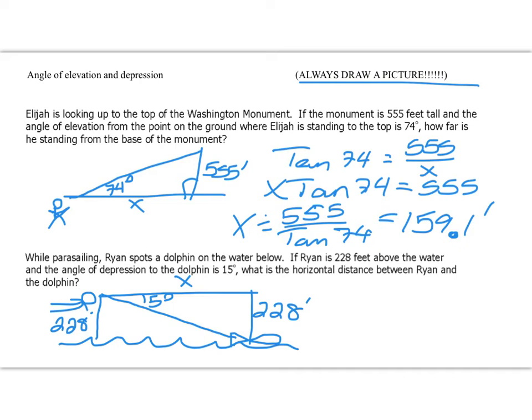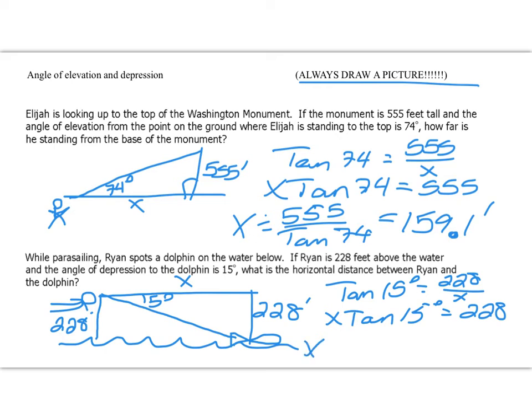And then again, we're doing tangent, so the tangent of 15 degrees is equal to 228 over x, cross multiply, x tangent of 15 degrees is equal to 228. So x is equal to 228 divided by tangent of 15 degrees. So that ends up being 850.98 feet.